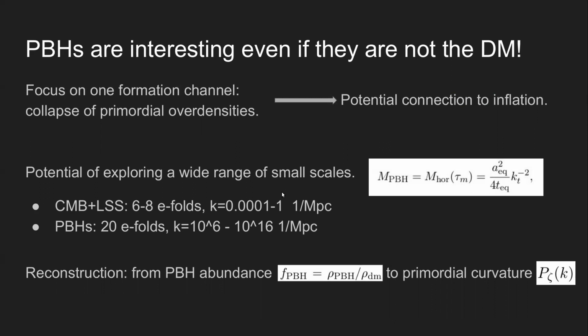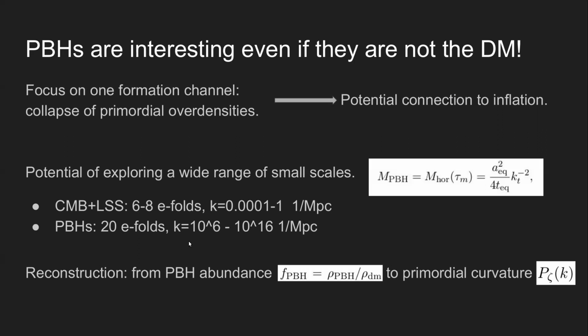the large mass range allows us to probe a quite significant range of scales. If you work out the details, you see that the mass of primordial black holes scales as the wave mode to the -2. So with CMB and large-scale structure, you can hope to probe, let's say, k from 10^-4 to 1 inverse megaparsec, which corresponds to 6 to 10 e-folds of inflation.